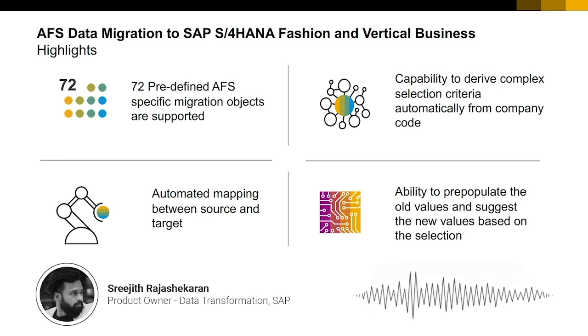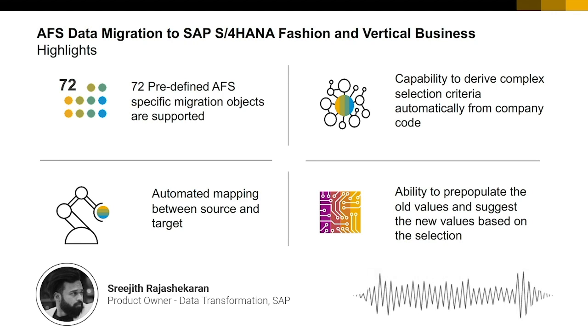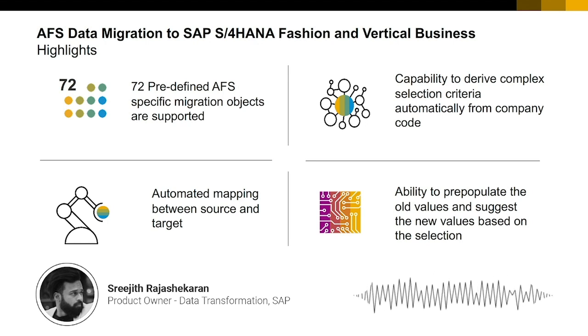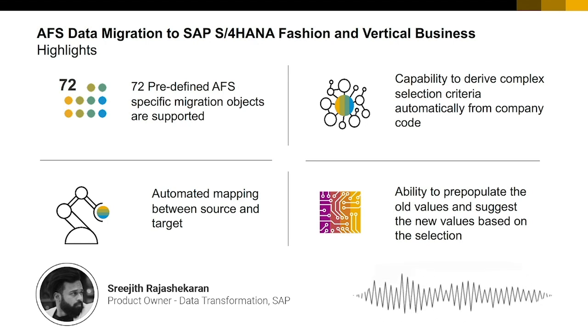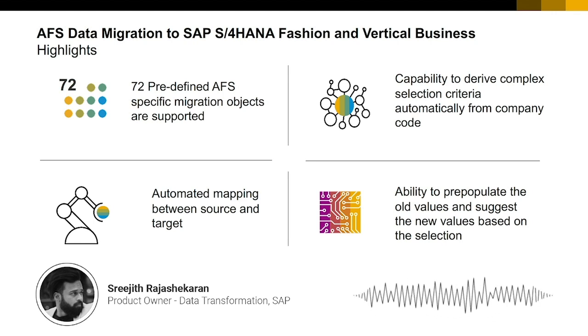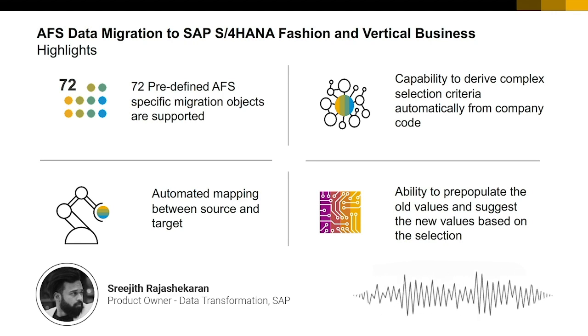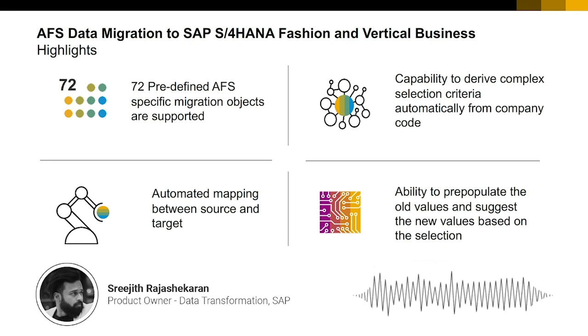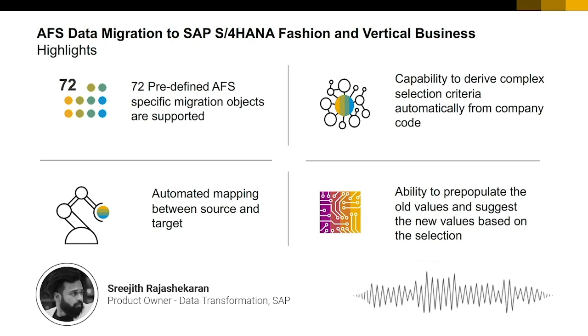Another point I want to emphasize here is that in many of these migration objects, you may prefer to use internal number ranges. So you may be creating a sales order in the S/4HANA system, but your configuration says that I need to use internal number ranges. So a new sales order gets created in the S/4HANA system, which is relevant to an existing sales order in the AFS system. But this mapping is also created in Migration Cockpit.